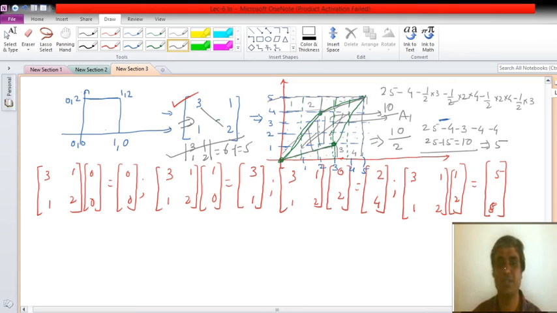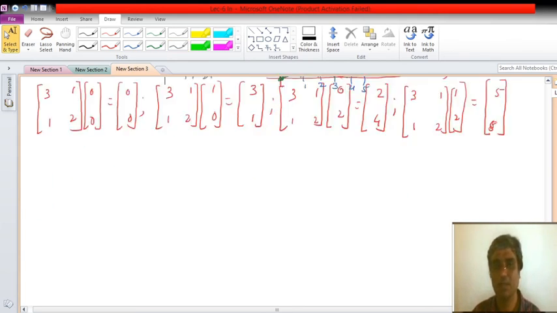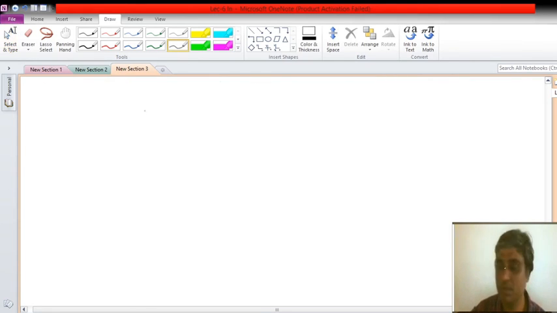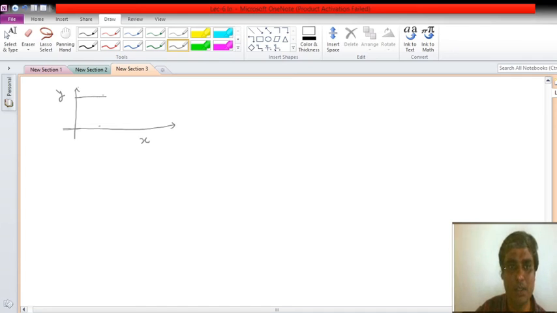Okay. Now again, let us take one more example whose determinant is 0, and let us see what will happen. Suppose I take the same pulse, then this is y, x and this is 0, 1, and suppose this is 2, so it is 1 comma 0, this is 1 comma 2, and this is 0 comma 2.